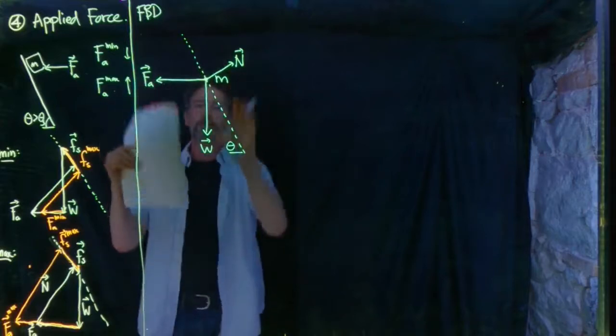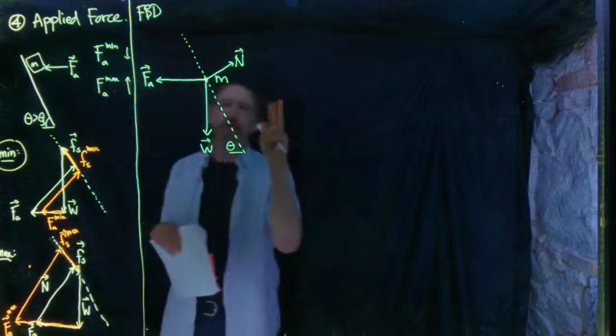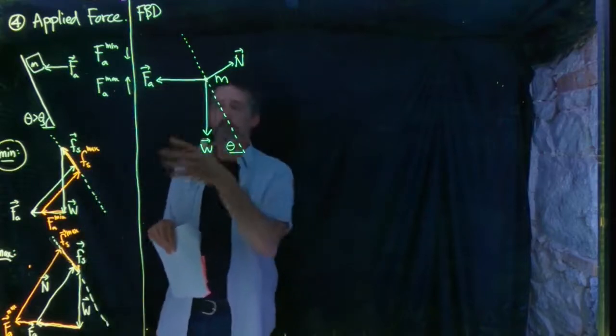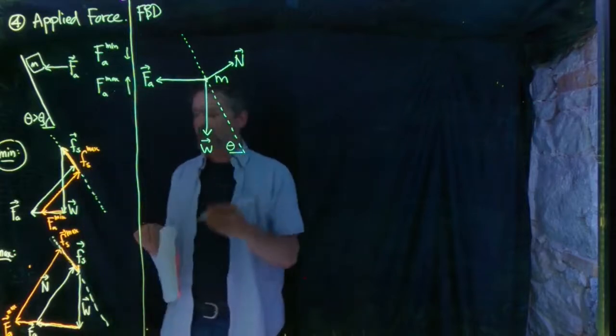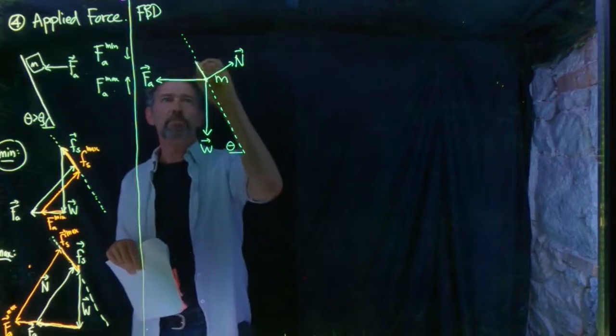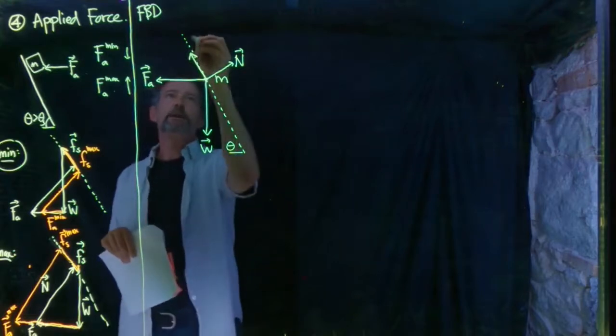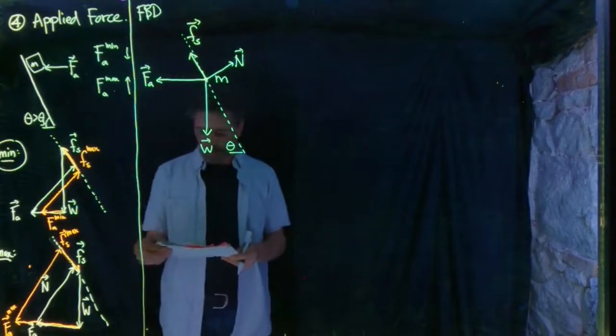So we're going to draw the diagram as if we're dealing with the minimum problem. And then we'll do a little trick with plus minus signs to, at the same time, do the maximum problem. So drawing it for the minimum problem, the force of static friction is pointing up the incline. Okay, so that's the force of static friction. Okay, so that's our free body diagram.